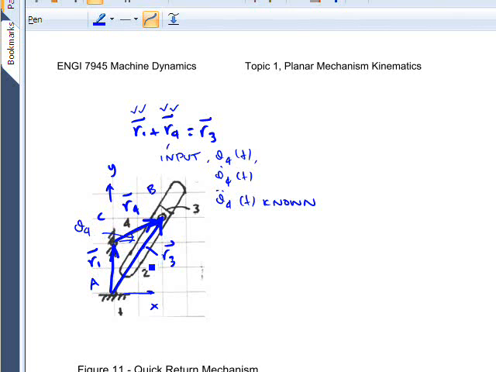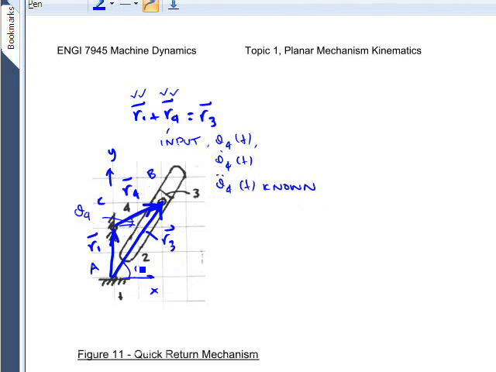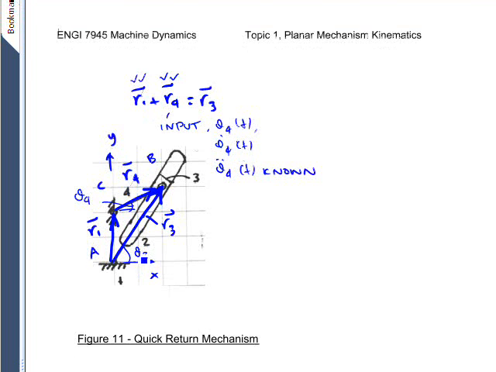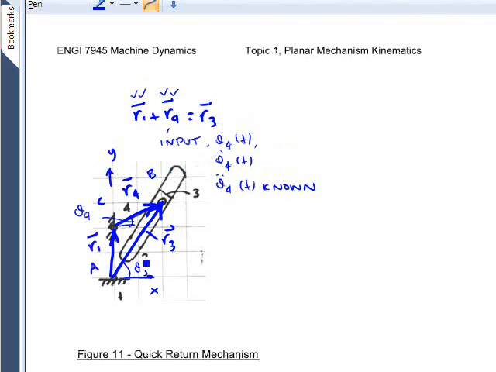Vector R3. It has angle theta 3 and length R3. When I set my input position, theta 4, I'd have to figure out R3 and theta 3. So those are my 2 unknowns for loop analysis.